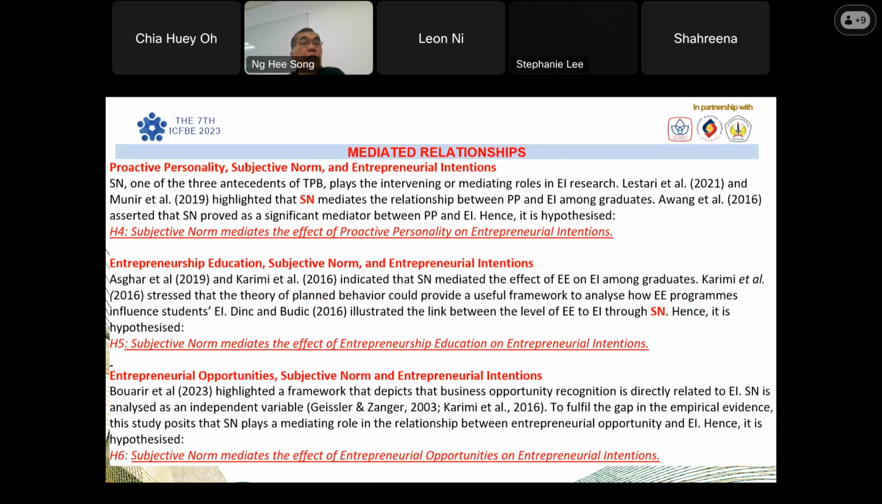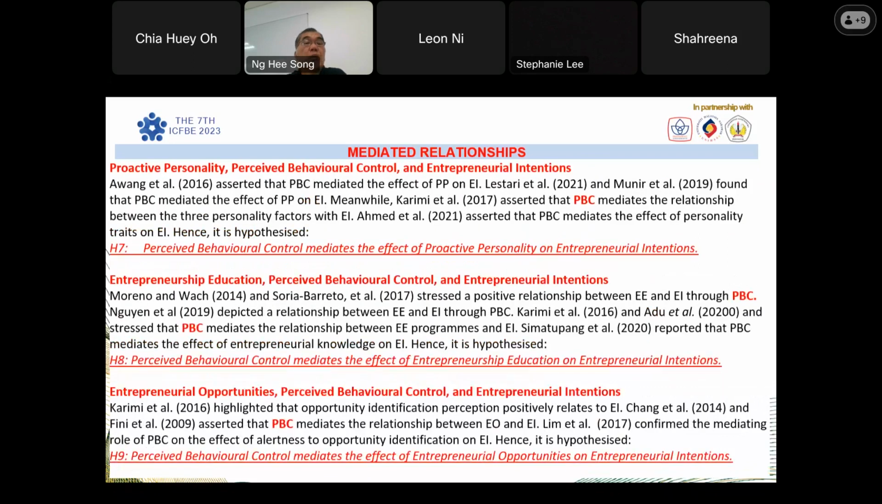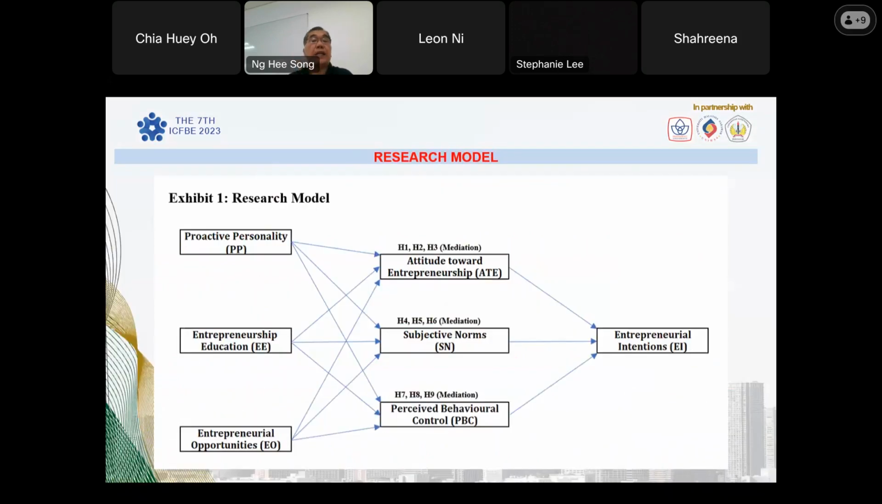So these are under H4, H5, and H6. Then the last one, I make a hypothesis that perceived behavior control also mediates the relationship between personality and intention, education and intention, and opportunity and intention. I have various authors who also claim the same thing. Okay, with that hypothesis, this is my theoretical framework.